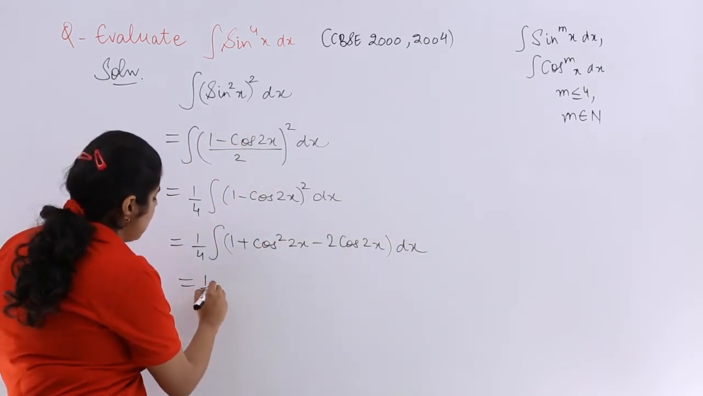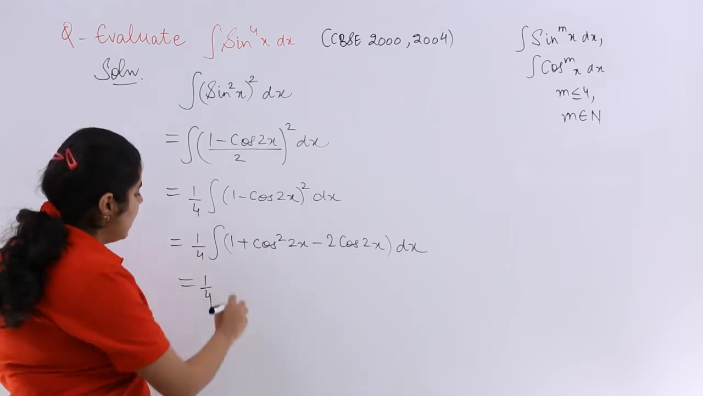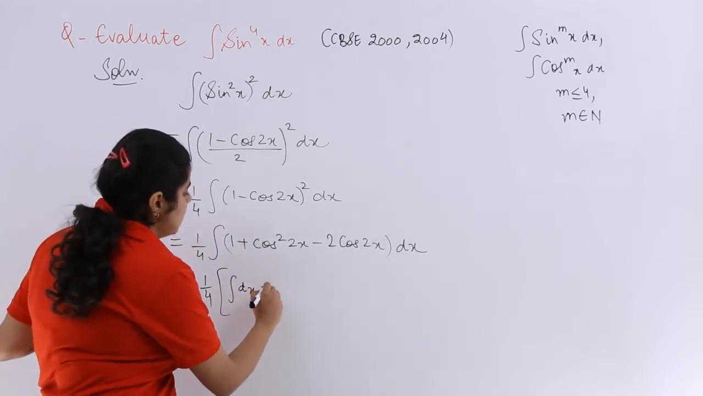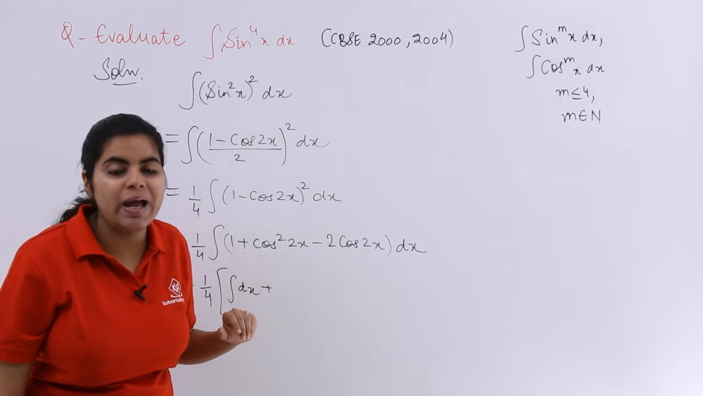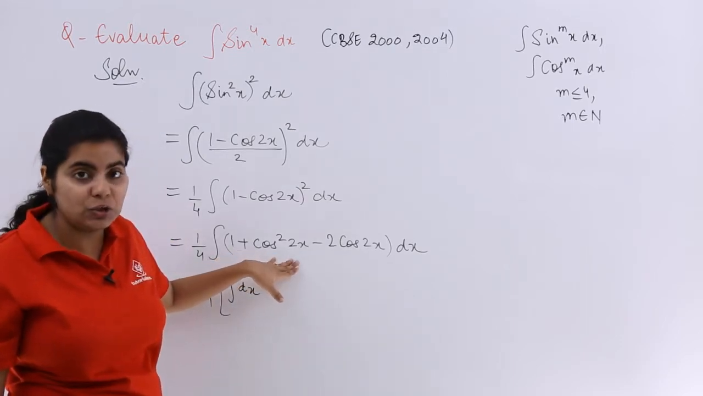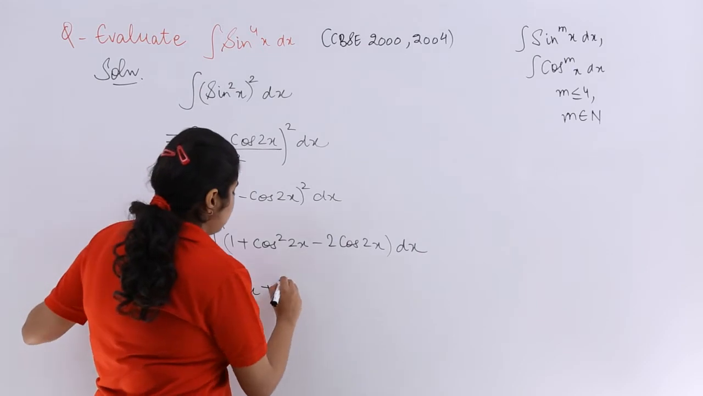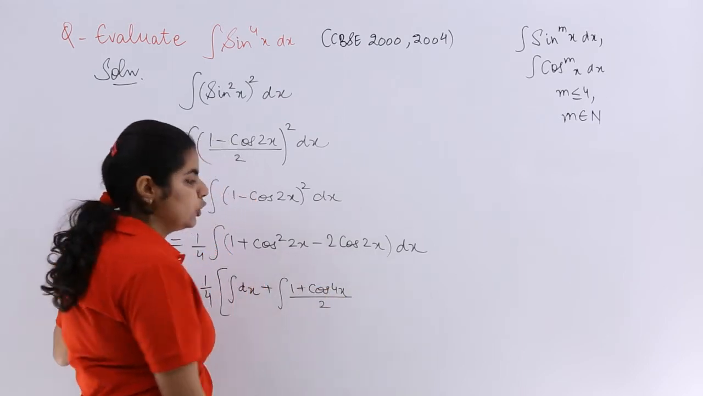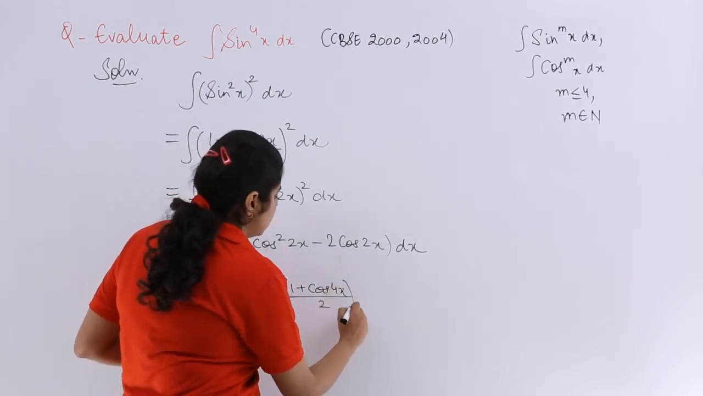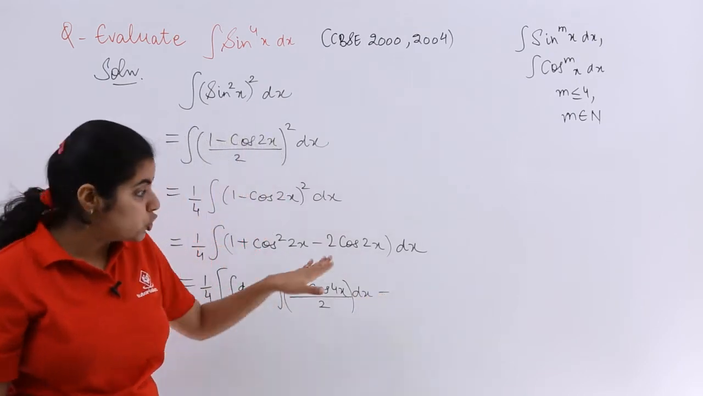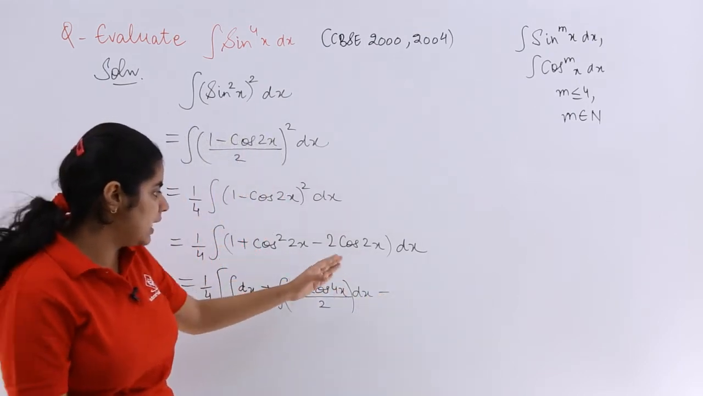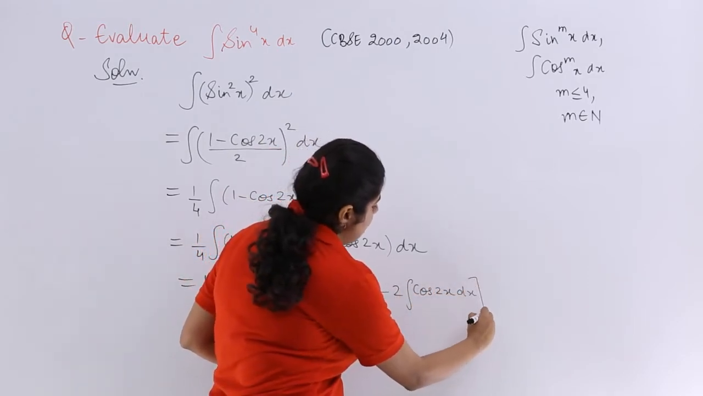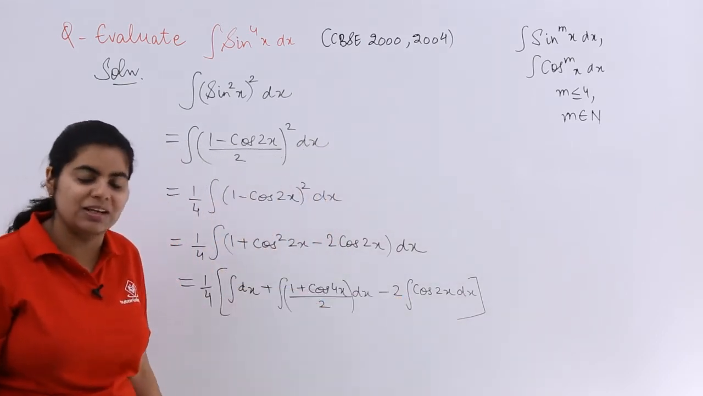So, let us see how it becomes easy for us. 1 by 4 outside, then it is nothing but the integration of 1 with dx, which is x, right. Next, plus the integration of cos square 2x. Now, for cos square 2x, you have to use the formula. So, it is nothing but (1 plus cos 4x) whole over 2, and this you have to integrate in the further step. Minus 2 is already there, so minus 2 times the integration of cos 2x with respect to x, and now I am closing what has to be closed. 1 by 4 is outside, right.